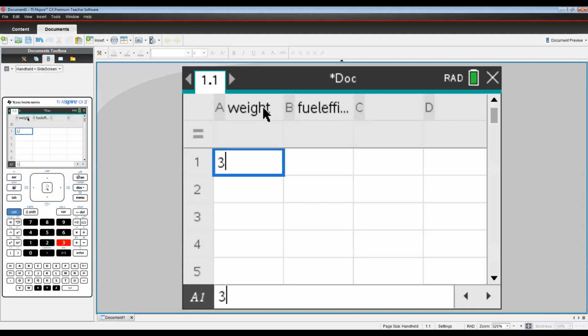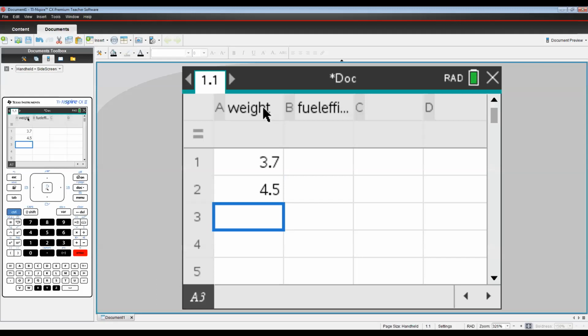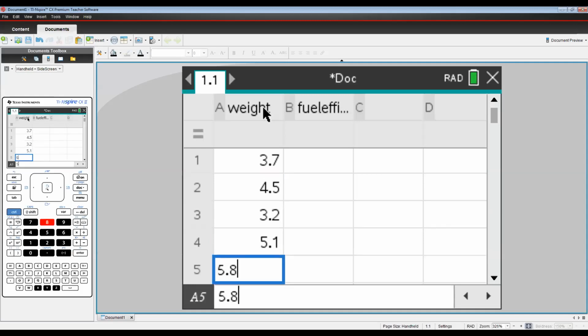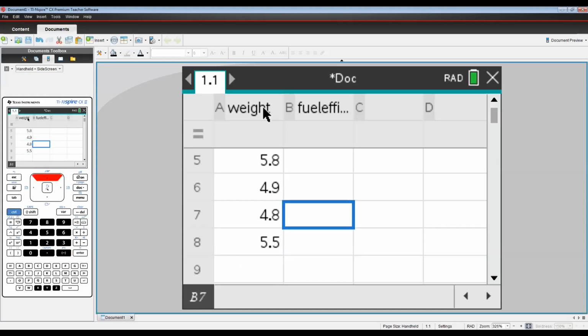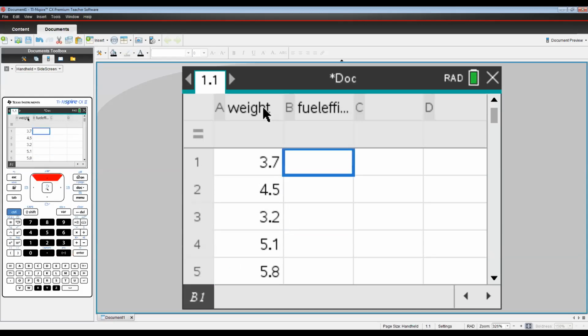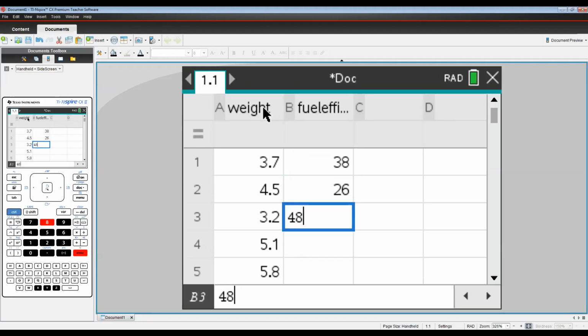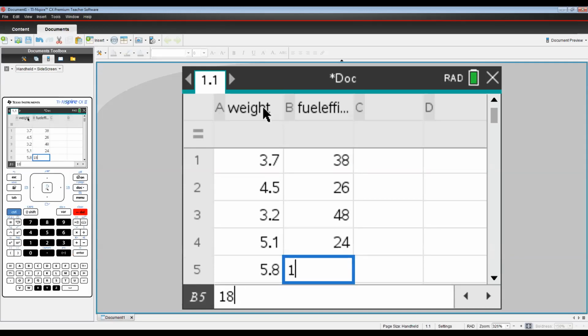So 3.7 thousand pounds, 4,500 pounds. This time I will type nice and slow so we can all go together. 5.8, 4.9, 4.8, and 5.5. So that's 8 data values typed in. Scroll back up and type in the miles per gallon for each weight. 24, 18, 30, 28, and 21.